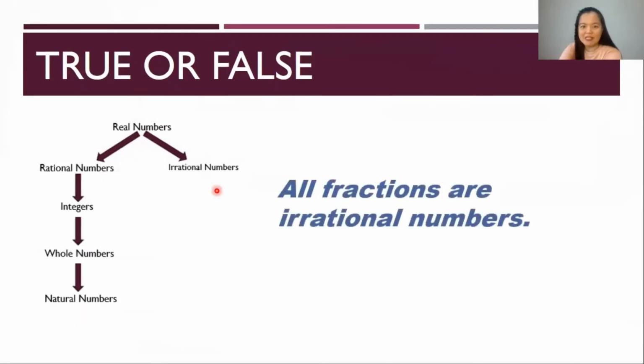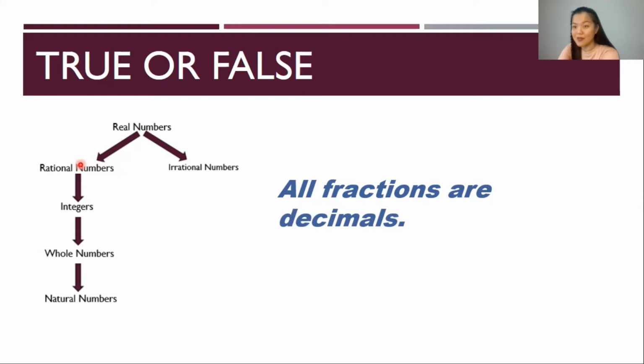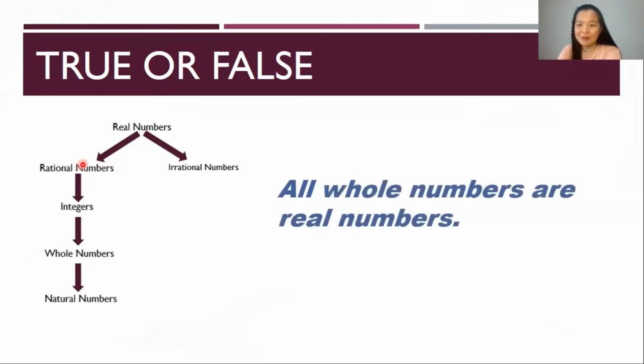The next one is all fractions are irrational numbers. So, lahat daw ng fraction. We know that fractions are inside rational numbers. So, kanina, false na yung sinabi natin, kaya false. Wala silang connection. We also have all fractions are decimals, and we know that fractions can be expressed as decimals and decimals can be expressed as fractions. So, it is true. Ito pa, all whole numbers are real. O, baliktad naman. All whole numbers are real numbers. Okay, so pataas yan, kaya true.